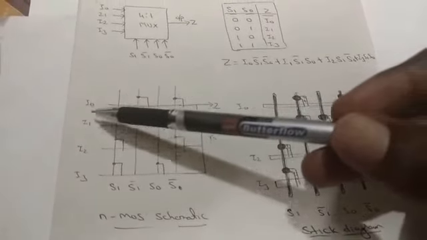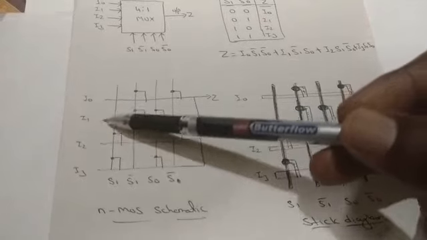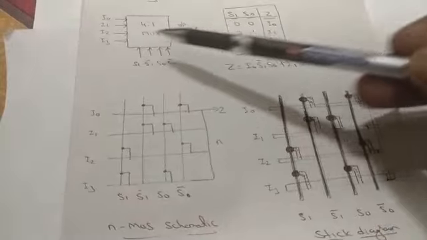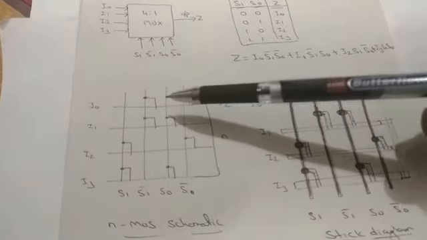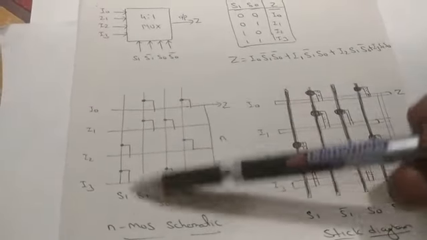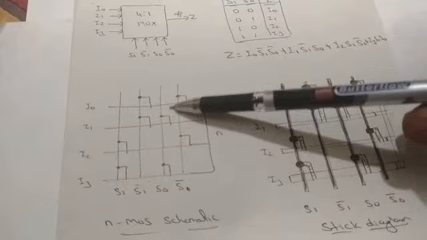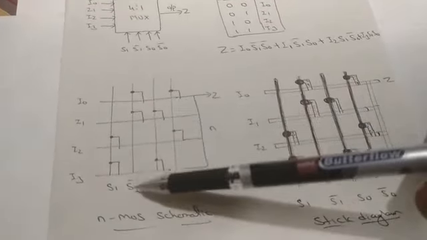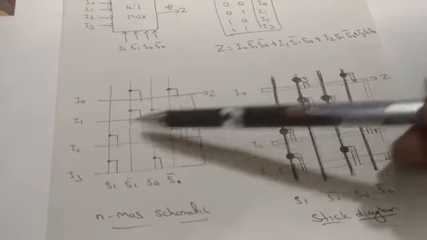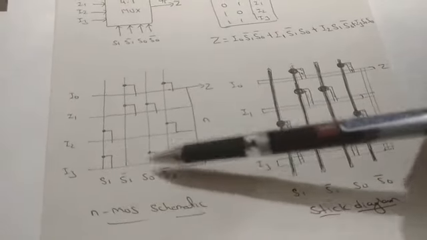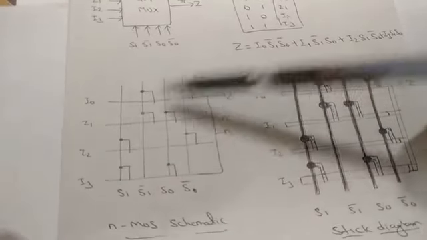This one is for your NMOS schematic. So 4 lines represent your I0, I1, I2 and I3, row wise, and column wise you take the select lines, S0, S1 bar, S0. For I0, what are the connections here? S1 bar and S0 bar, so you are connecting the output. For I1 it is S1 bar S0. Next for I2 it is S1 S0 bar. In the same fashion for I3 it is S1 S0. So this is the NMOS schematic.